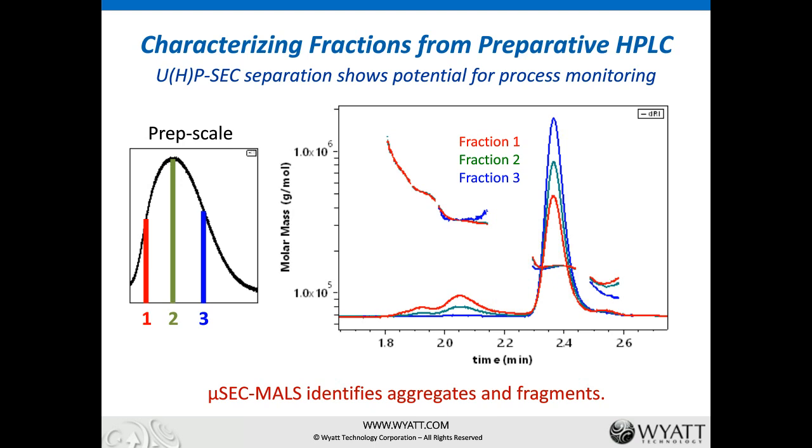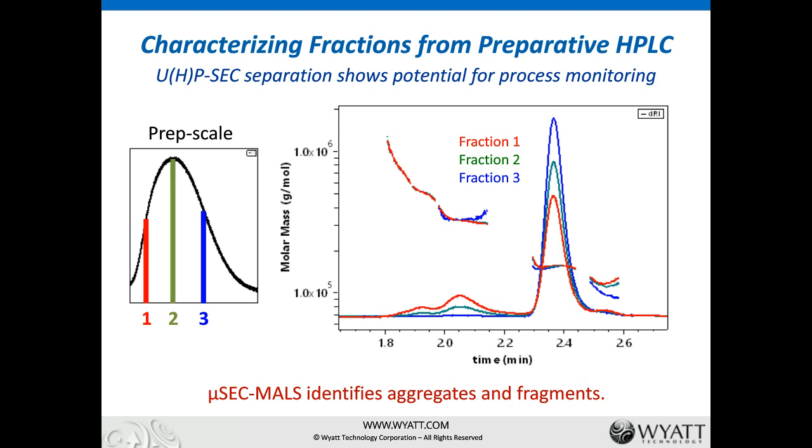The addition of microDAWN can increase the capability by identifying the aggregates, fragments, and possible impurities. Here you can see how the micro-SEC-MALS further characterizes each sample slice from the prep scale SEC run, and apparently the mass ratio of the aggregates decreases as you go from slice 1 to slice 3, and you can also look at the fragment mass fraction here.